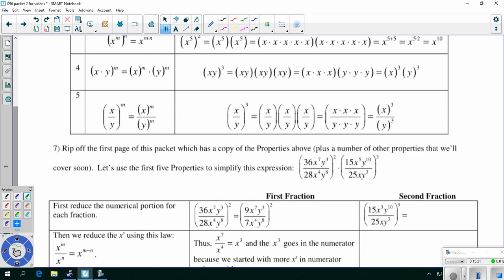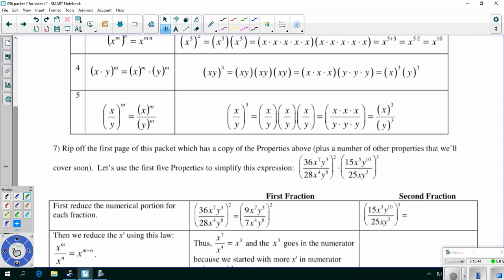Okay, number 7 says rip off the first page of this packet, which has a copy of the properties above, plus a number of other properties we'll cover soon. Let's use the first 5 properties to simplify this very complicated expression. So we're not going to read it, but our job is to make that thing as simple as possible, and we are going to use all 5 of these properties from up above, some of them repeatedly.